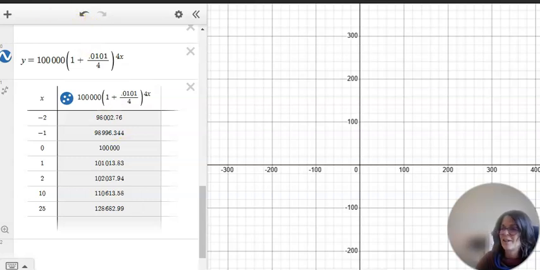You'll get more practice with IXL and in class.